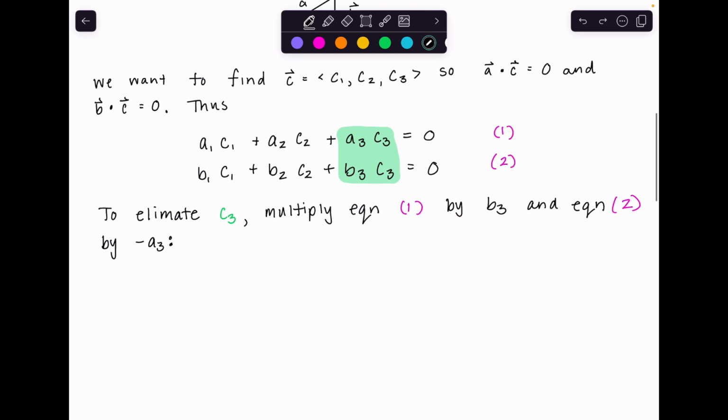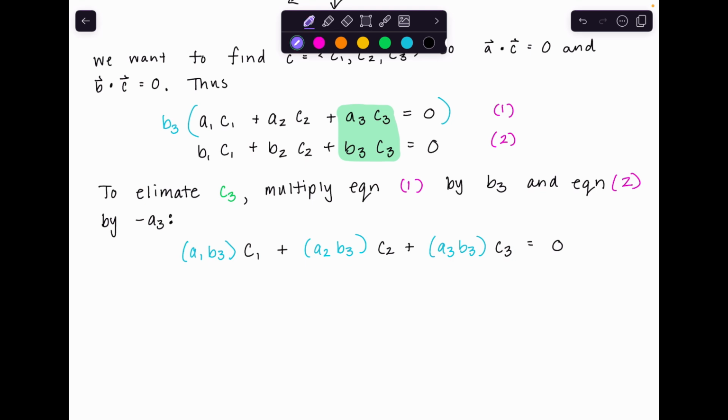So let's actually do that. I have to take this entire equation and multiply it by B3. What that's going to give me is A1 B3 out front of C1, and then I'm also going to have A2 B3 out front of C2, and then A3 B3 out front of C3. And on the right-hand side, I still have 0.